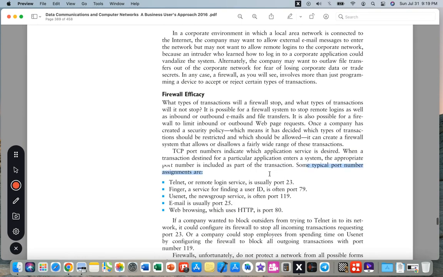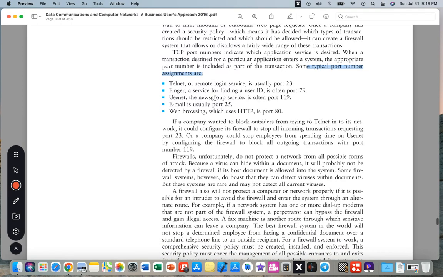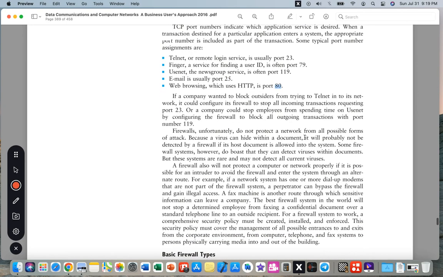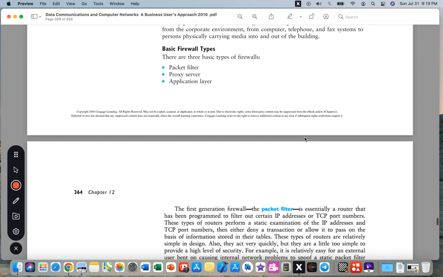Some typical port number assignments are: Telnet, or remote login service, is usually port 23. Finger, the service of finding a user's ID, uses port 79. Usenet, the newsgroup service, is often 119. Email is port 25. Web browsing is port 80. Basic firewall types: packet filter, proxy server, and application layer.